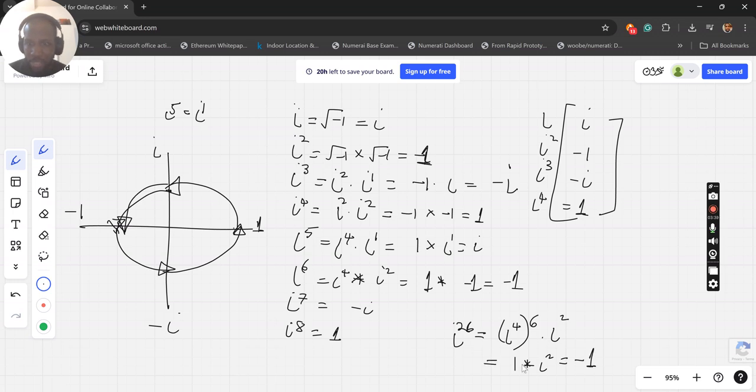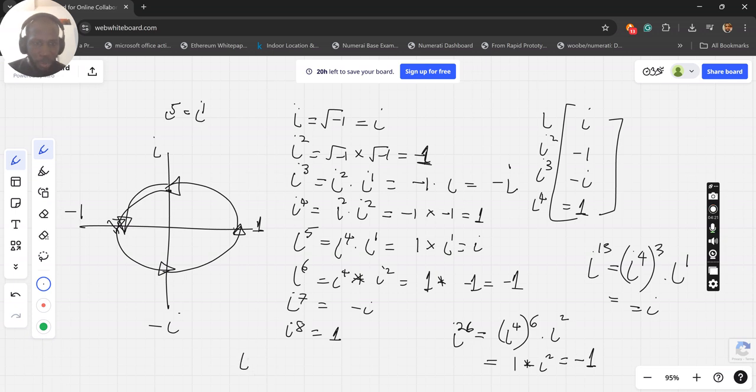So i^26 is -1. And i^13 is actually i^(4 times 3) times i. 4 times 3 is 12, and 12 plus 1 is 13. But i^4 is already 1, 1 raised to the power 3 is 1, and 1 times i is i. So i^13 equals i. In this pattern, we can always find the value of i raised to any exponent simply by breaking it down to the multiple of 4 and the remainder, removing the multiple of 4 because it's already 1, and then finding the value of the remaining one.